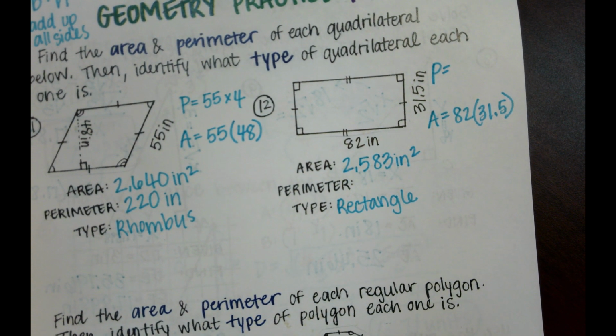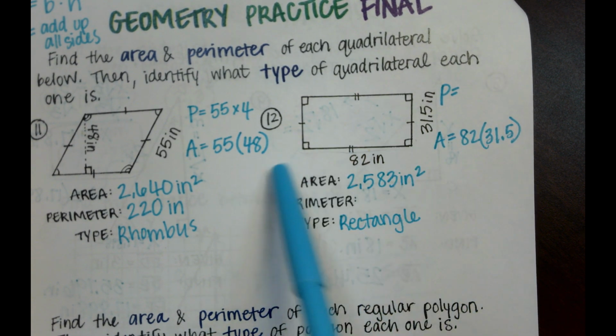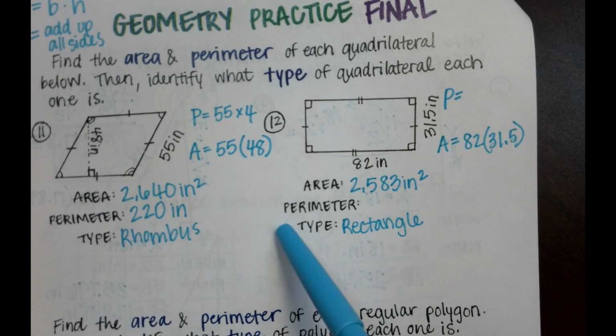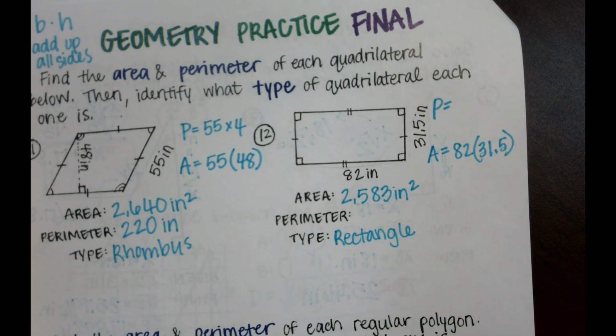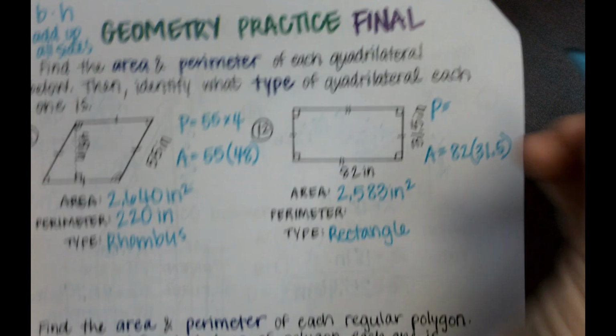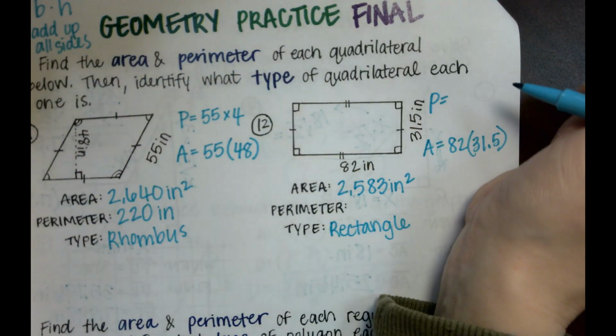And how do you find perimeter? What's your method? Normally when it's like this, they don't all equal the same thing. I do the height, adding them to each other. Yeah, 31.5 plus 31.5, then 82 plus 82. Right, so you're just adding them all together. So we could do that: 82 plus 82 plus 31.5 plus 31.5.